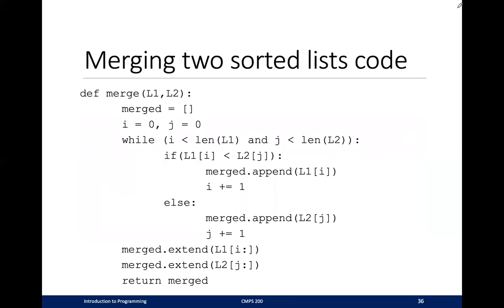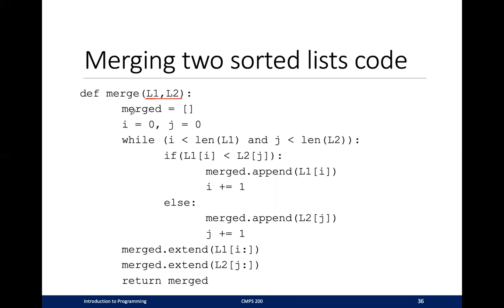So let's see the code. The code looks like this. First, I'm writing the code for the function merge. Merge takes as input two lists, each sorted on its own, and I need to merge them in the right order. Okay, so I have this merged, that's going to be the output list, the result of merging these two lists, L1 and L2.